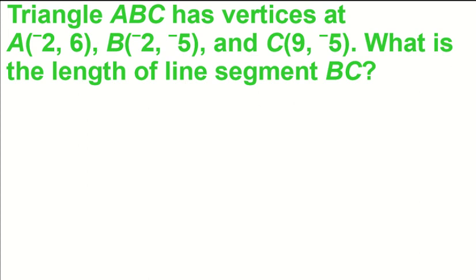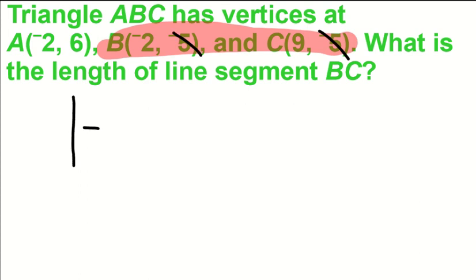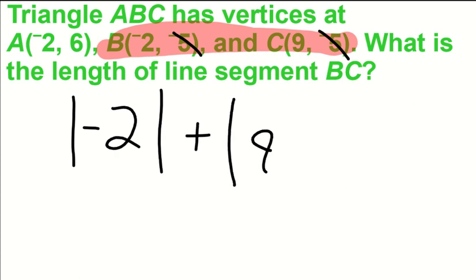Alexandra? 11 is correct. So all this is, if it asks for the length of a line segment BC, it's just looking at the distance between those 2 points. So we eliminate the match. That means we're going from -2 to +9. When the signs are different, we're adding the absolute values to find the distance. So like she said, that is going to give us 11.